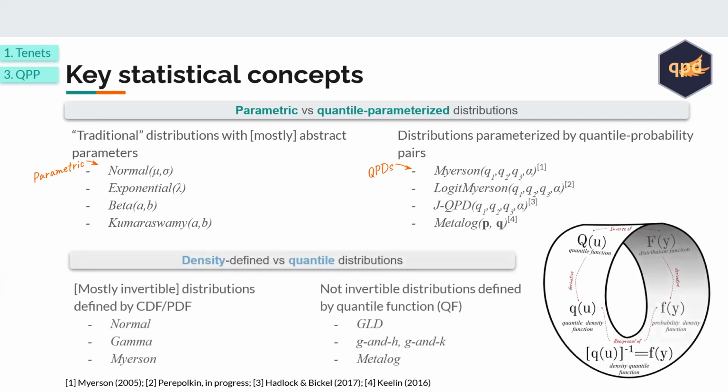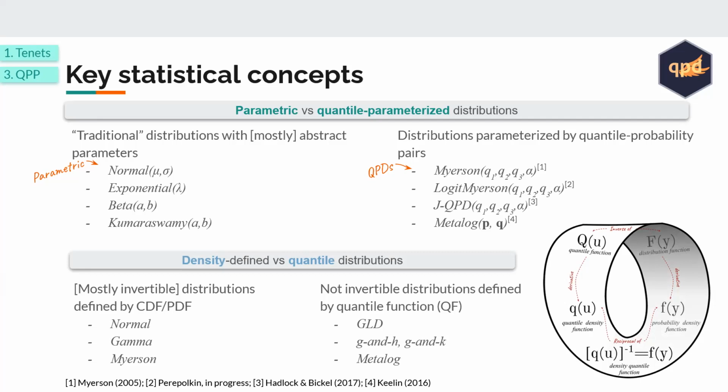All right. Next distinction that we need is density-defined versus quantile distributions. Now, the quantile is used here as well, but it's not the same quantile. So let's talk about this one. So density-defined distributions are defined by their CDF, cumulative distribution function, and or PDF. So normal, for example, gamma is in that domain. They're mostly invertible in the sense that they also have an opposite to them, quantile function, but not necessarily. And Meyerson, for example, is quantile parameterized density-defined distribution because it has CDF as well.